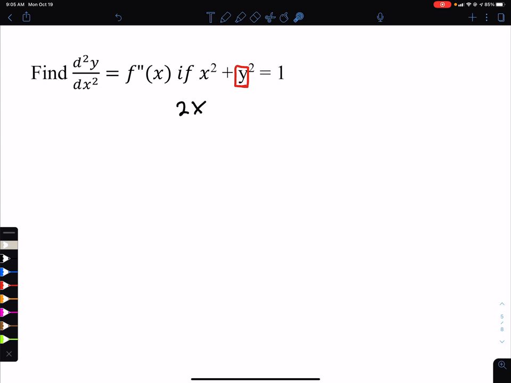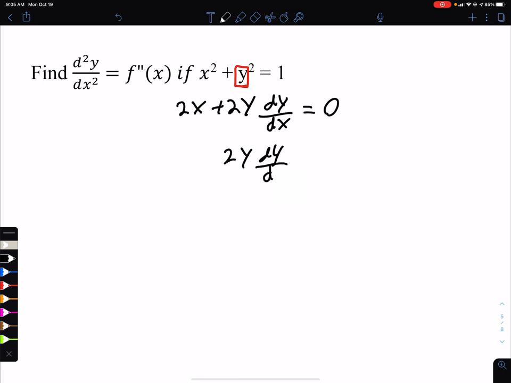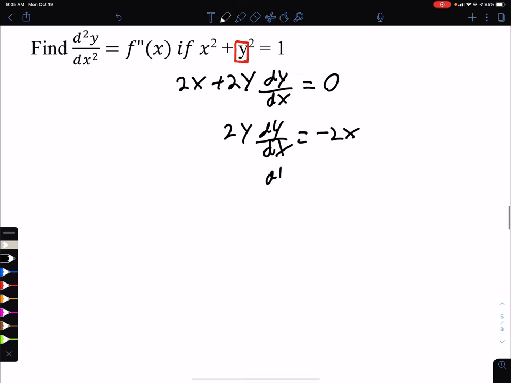Y that we're looking at here is our function, so treat it as box. So the derivative of that would be 2 box times the derivative of box. But the derivative of y, by definition, is dy/dx. And the right side is 0. Subtract 2x from both sides. Divide both sides by 2y. And you get the same formula we got last time. That is the slope of the tangent line.